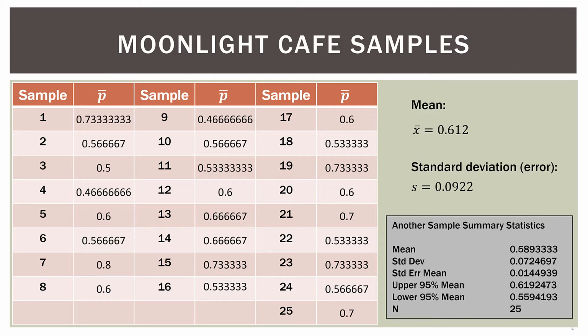Now I went ahead and did another sample using some software, and we got slightly different numbers. As you can see here, the mean was 0.589. That's pretty close to 0.612. The standard deviation, or the standard error, was 0.072. So they're not going to be exactly the same. That's the nature of random sampling. There's going to be a little bit of difference in each sample. So while they're close, they're not exactly the same, and we'll talk more about that as we go forward.